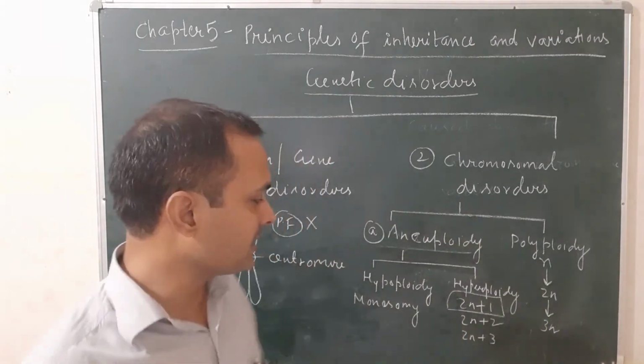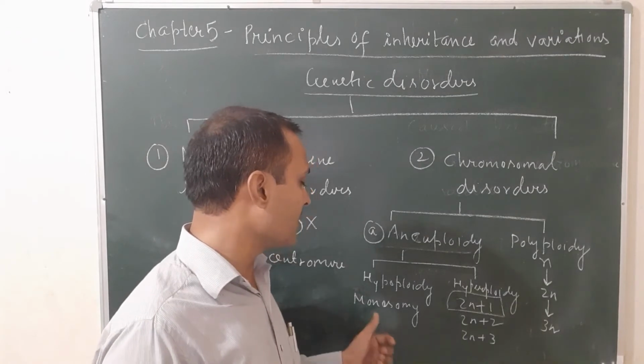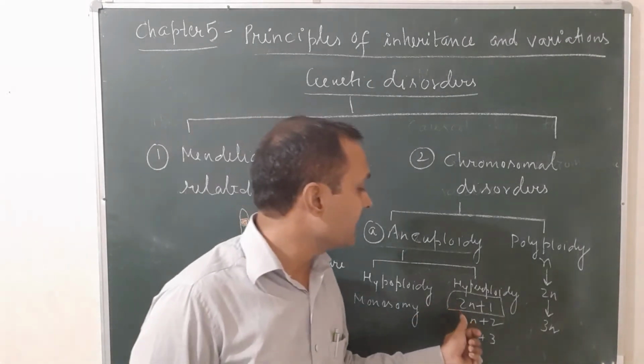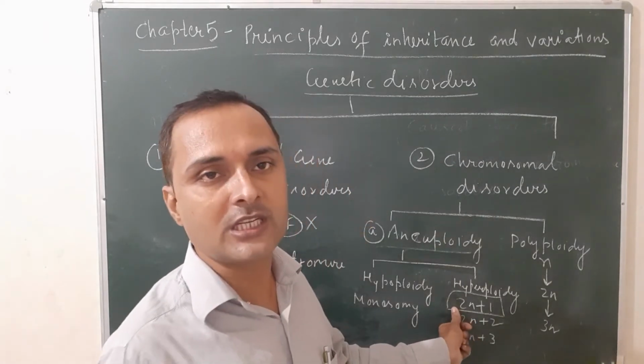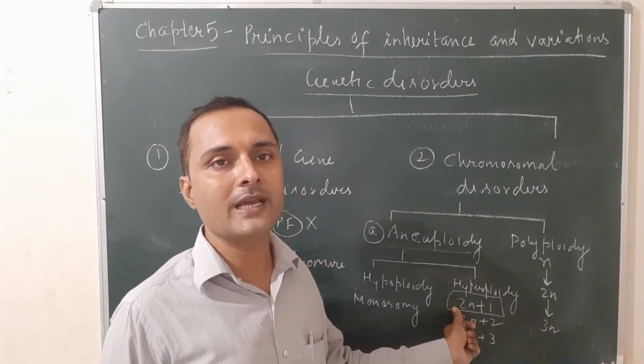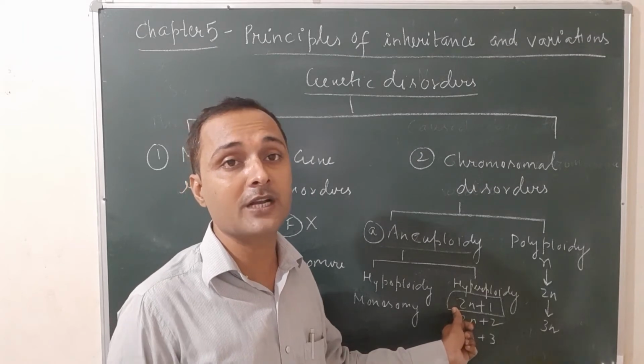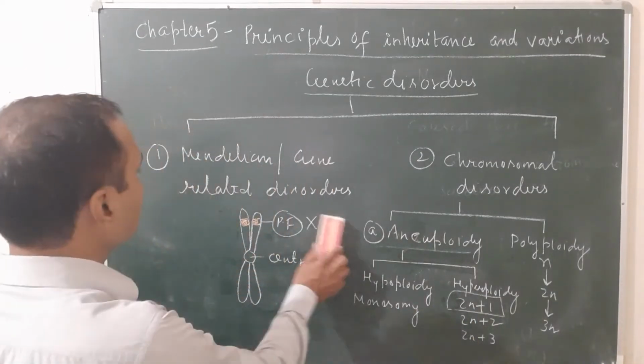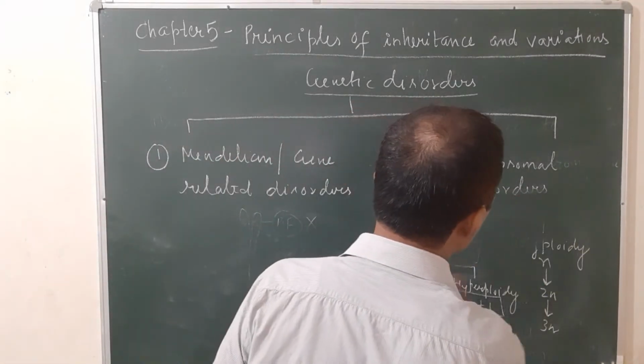So in your syllabus, Turner syndrome is an example of monosomy because one chromosome is lost. And trisomy examples in your syllabus are Down syndrome and Klinefelter syndrome. So these are about chromosomal disorders. Let us see gene-related disorders and examples.